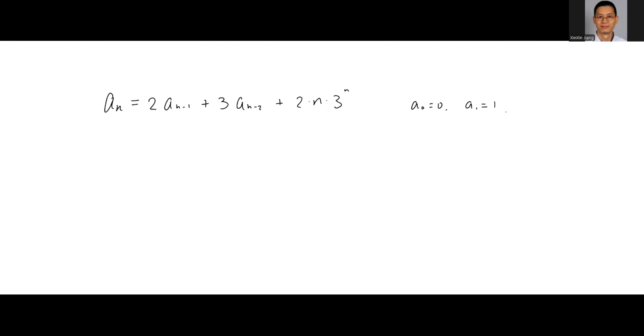Hello, everyone. I wanted to give an example of this non-homogeneous linear recurrence relation and use two methods to solve it. The recurrence relation goes like a sub n equals 2 times a sub n minus 1 plus 3 times a sub n minus 2 plus 2 times n times 3 to the n, with two initial values, a0 equals 0, a1 equals 1. We have a degree of 2, so we only need two initial values.